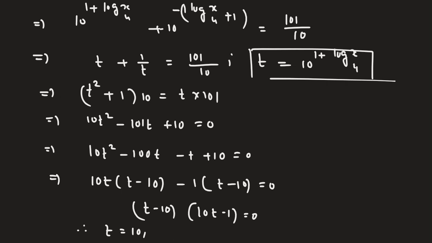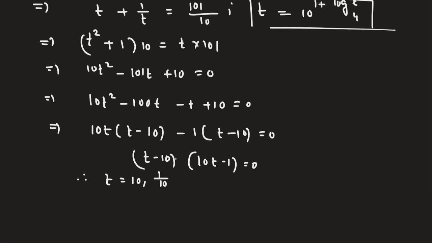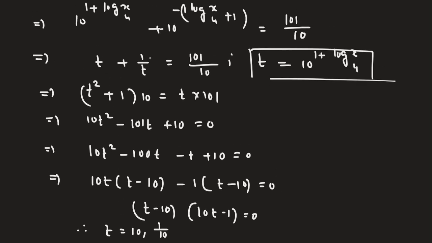So when t is equal to 10, we assumed this one is t. So from here we have 10 is equal to 10 to the power 1 plus log of x base 4. From here it is 1, so 1 is equal to 1 plus log of x base 4. So 1 cancels, 4 to the power 0 is 1, x is equal to 1 only.